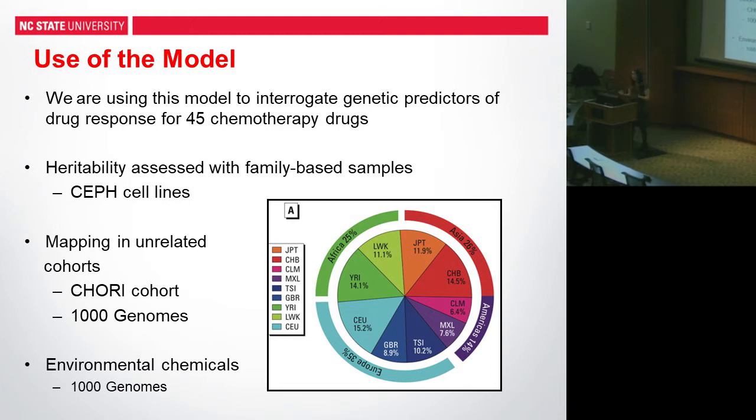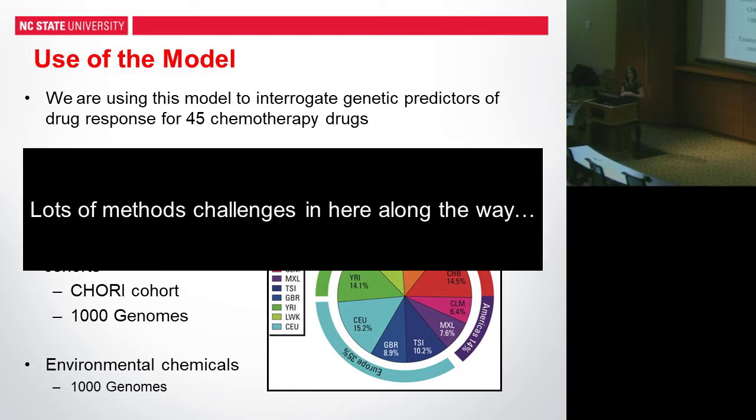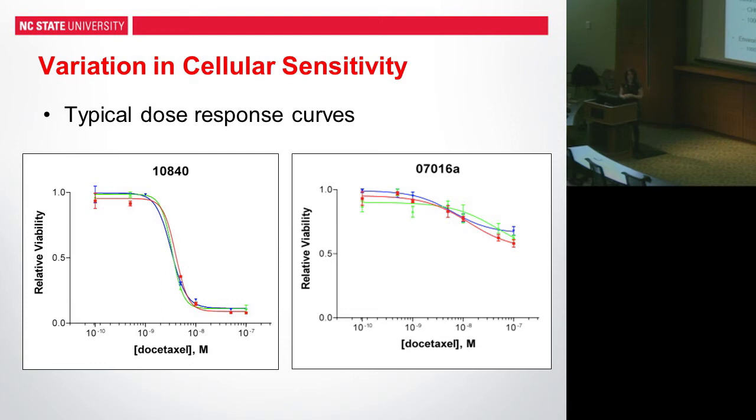And one of the efficiencies of this system is we only ever use cell lines where genotyping data has already been produced or publicly available. So for the cost of just doing the dose response assays, we can do GWAS mapping in these cohorts. The environmental chemical experiment I'm going to talk about was done in the 1,000 Genomes panel as well. Like I said, there are lots of methods challenges along the way.